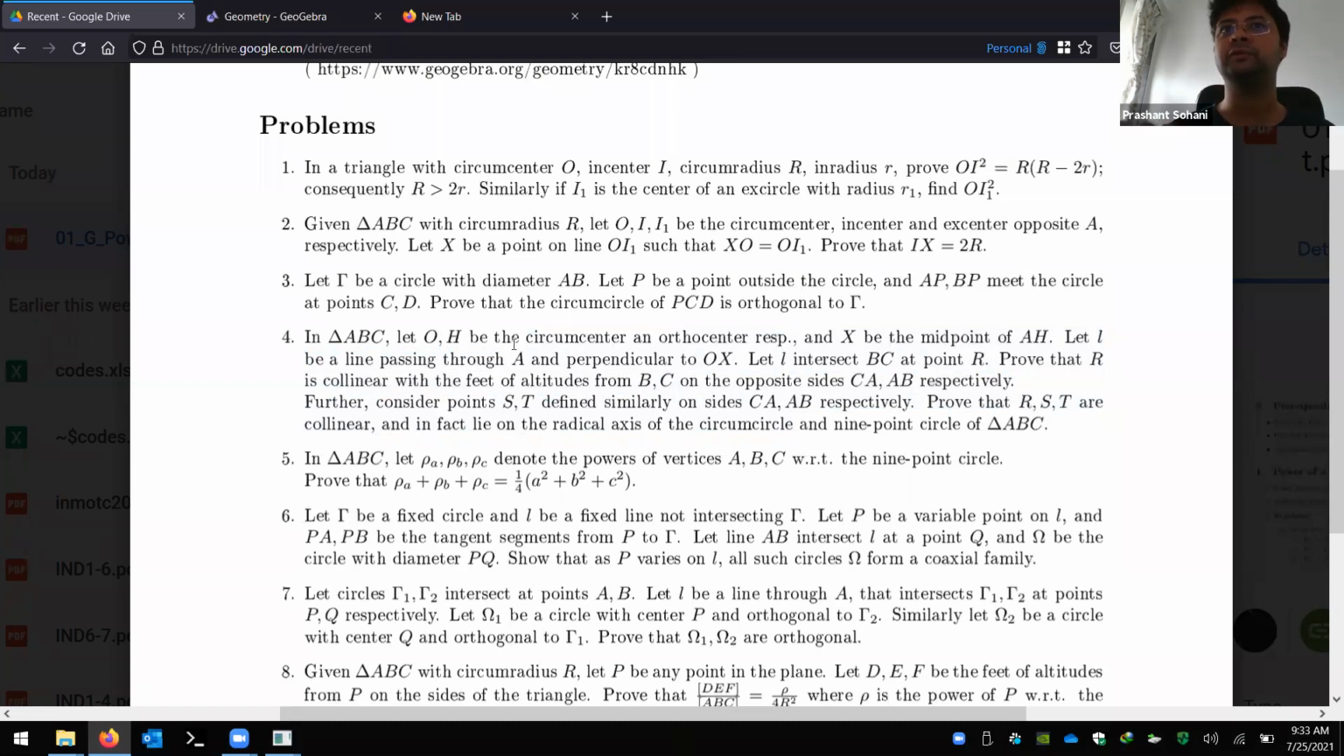Okay, question 4. Can you raise your hand if you solved it? Okay, one or two people have solved it. Okay, I'll give you 5 minutes to try.